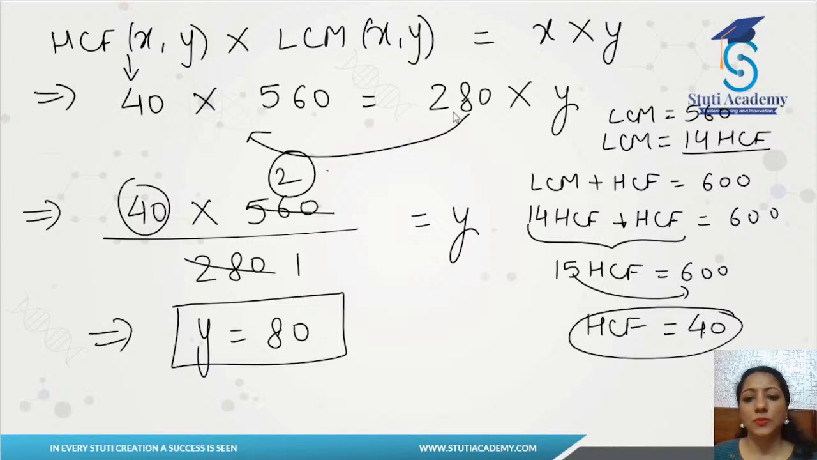One of the numbers x we know is 280. We have to solve for the other number. 280 we can go on the other side, and then we will get 40 into 560 over 280. We can cancel this out, we'll get 2 here. So y is 40 into 2, that is 80. So the other number which we are looking for is 80.